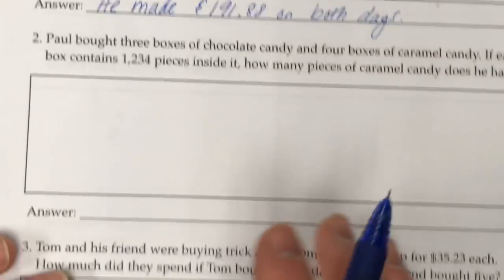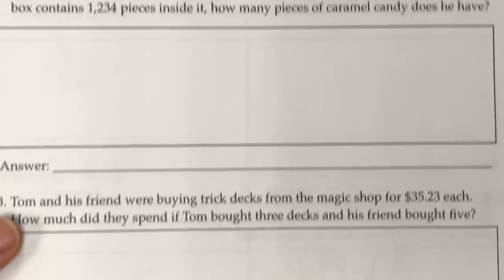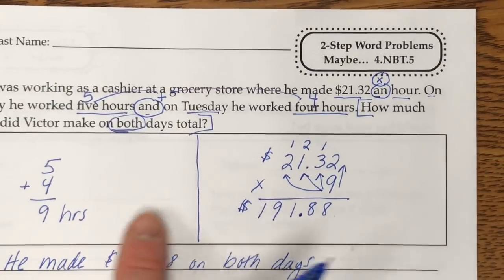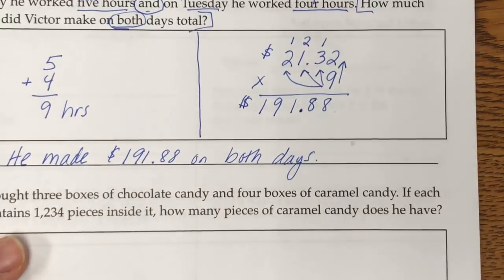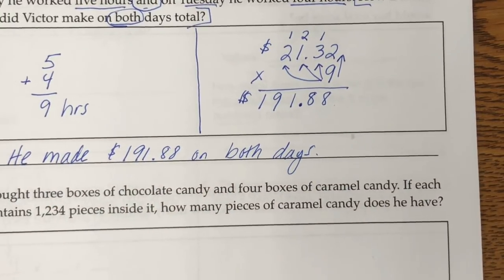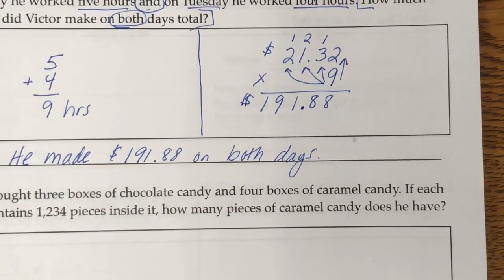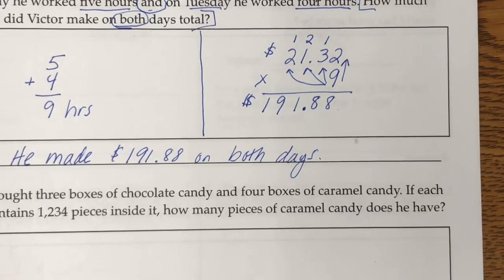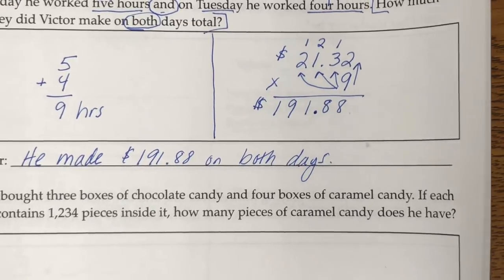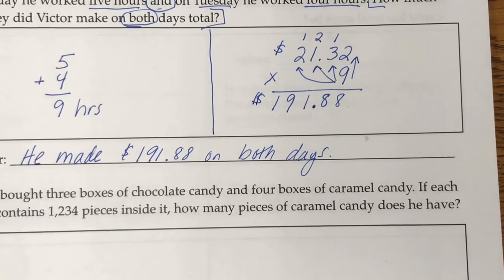So that's what you're going to then do for number 2 and 3 is analyze if it's a 2-step or a 1-step and show your work and write your answer. All right, go ahead and work on these independently. If you have a question, you can ask your substitute, or you can save it to ask me tomorrow if you can't figure it out.